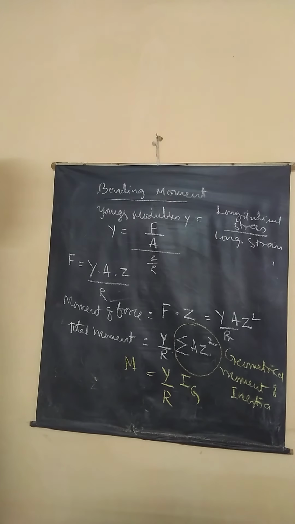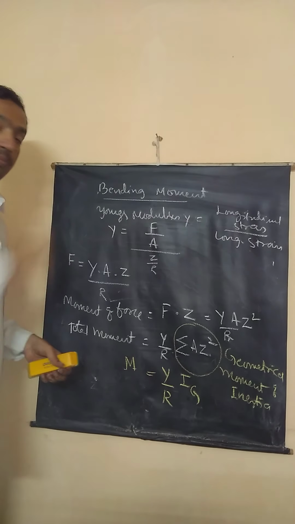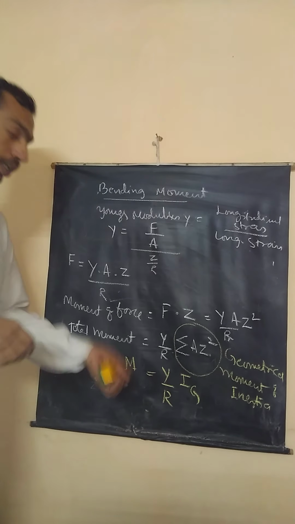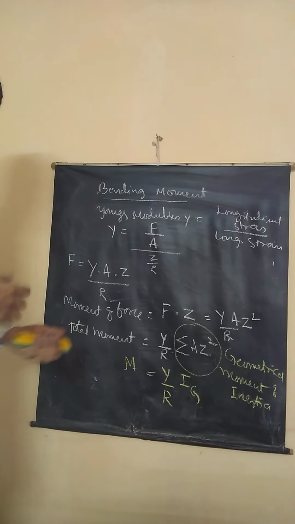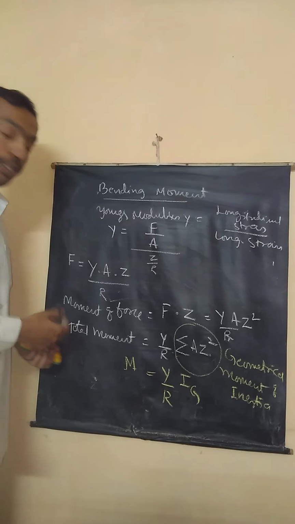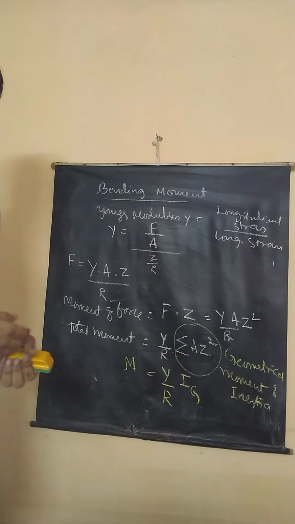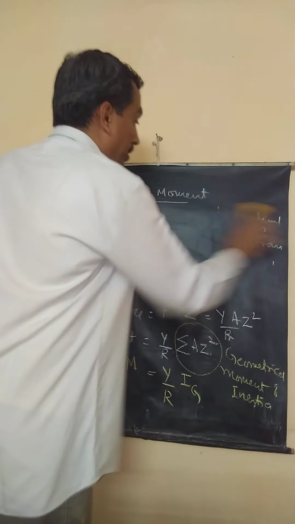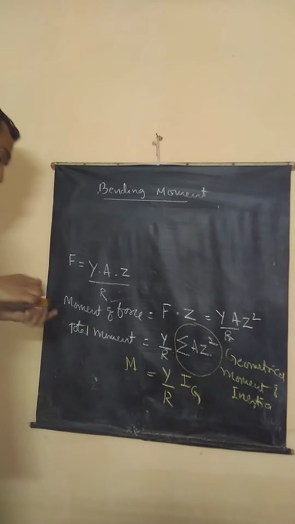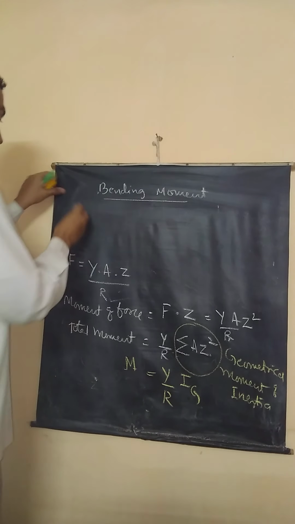Now, I take an example. For example, if I take a beam with rectangular cross section, what is moment? If I take a beam with circular cross section, what is a moment? This derivation is important in the exam for solving numericals, for rectangular cross section, for circular cross section. So now I take bending moment for rectangular cross section.